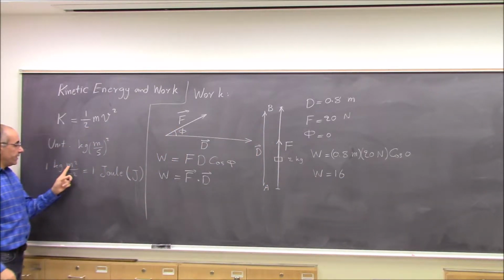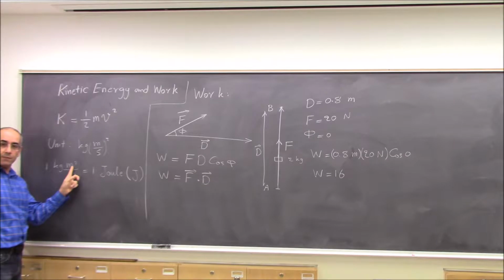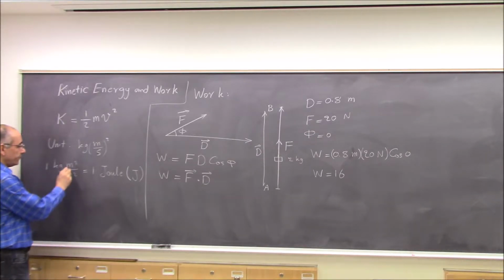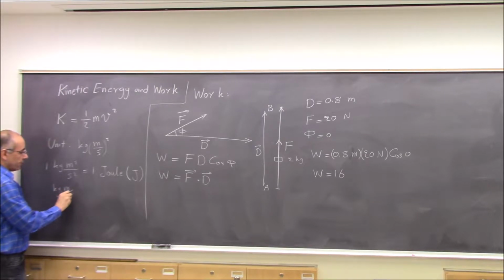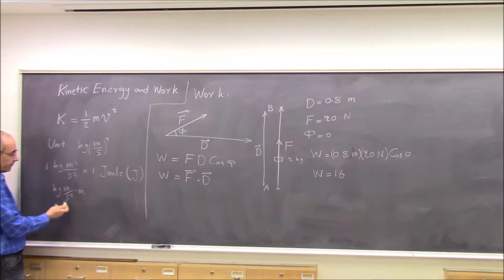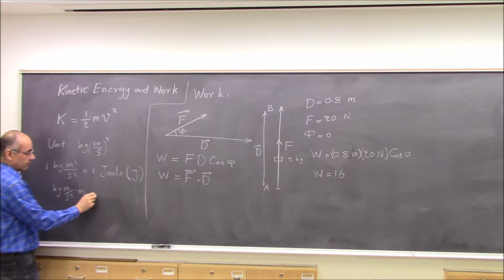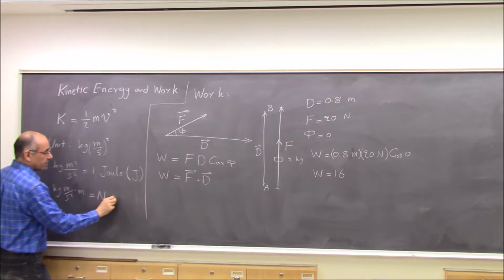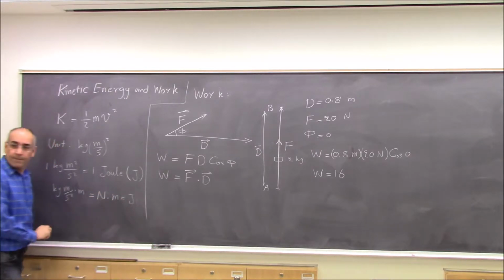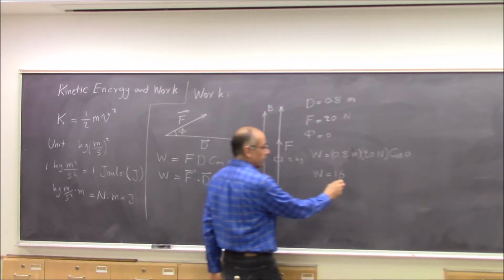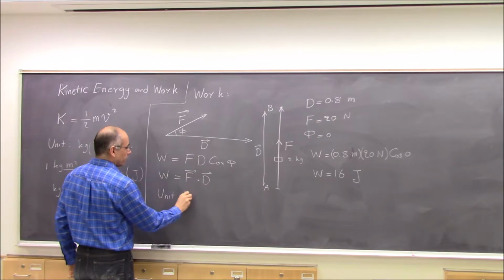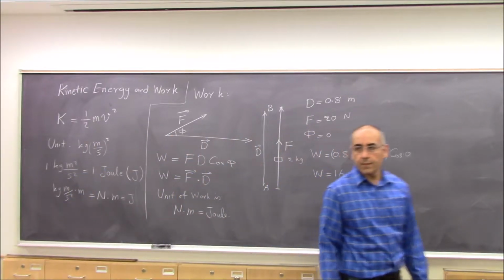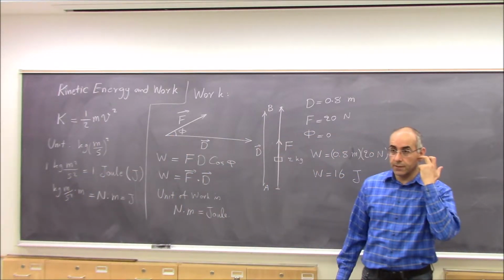Kilogram meter per second squared is Newton, times another meter becomes kilogram meter squared per second squared. That's also joules. So Newton meter is also equal to joules. So that's 16 joules. The unit of work is also joule. Okay? So they have the same units, kinetic energy and work.